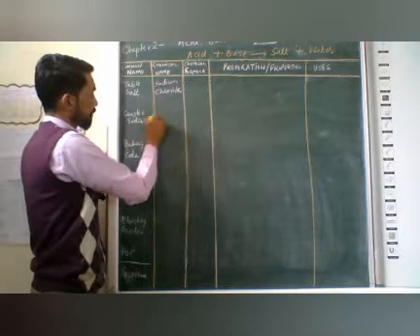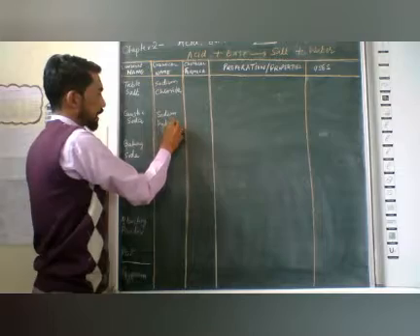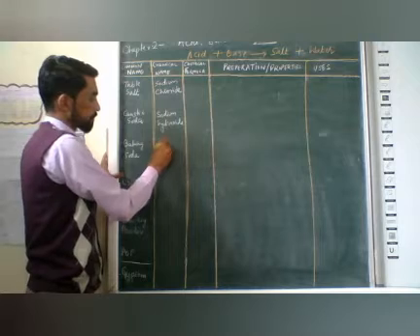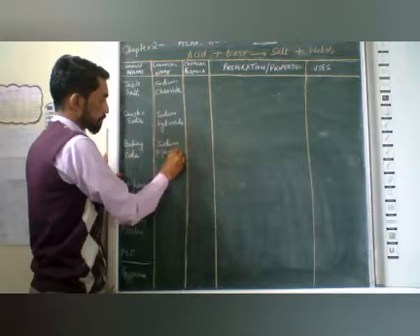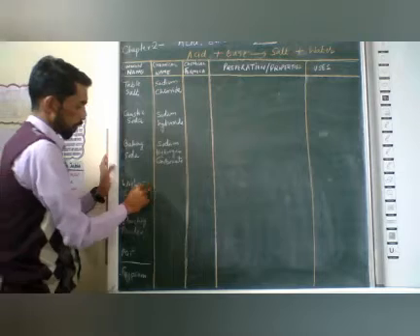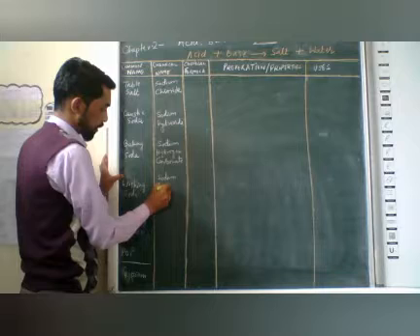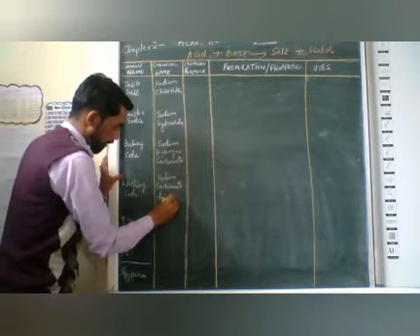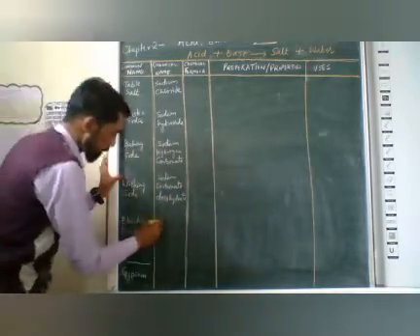Second is caustic soda. The chemical name is sodium hydroxide. Third is baking soda. The name is sodium hydrogen carbonate. Fourth is washing soda. The chemical name is sodium carbonate decahydrate.